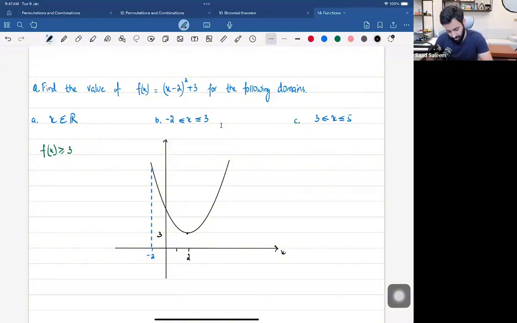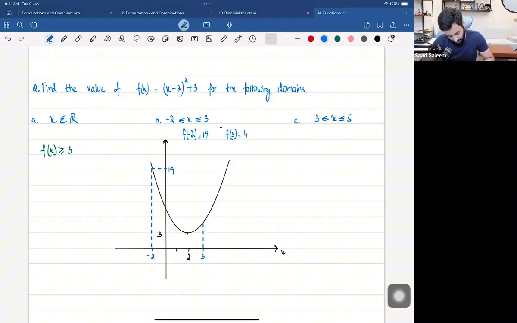So -2 minus 2 will be -4, square of which is 16. 16 plus 3 is equal to 19. So that means f of -2 is equal to 19. That means this corresponding y value that you're looking at is 19. Then let's plug in 3. If I plug in 3, 3 minus 2 is 1, square of which is also 1, 1 plus 3 is 4. So that means 3, which is going to be somewhere over here, the corresponding y value at this point is 4.